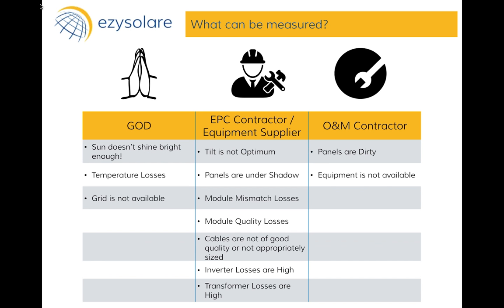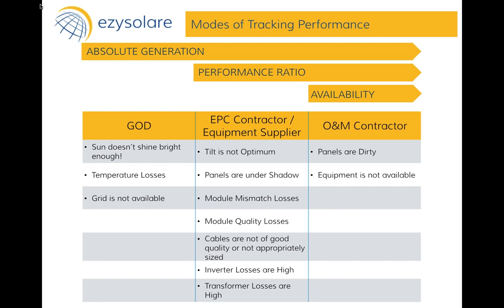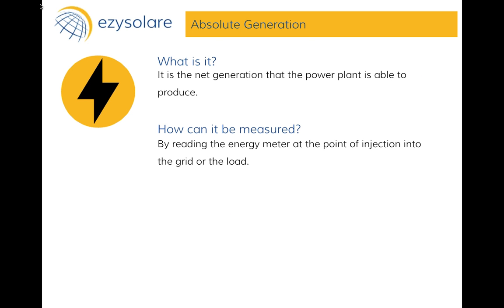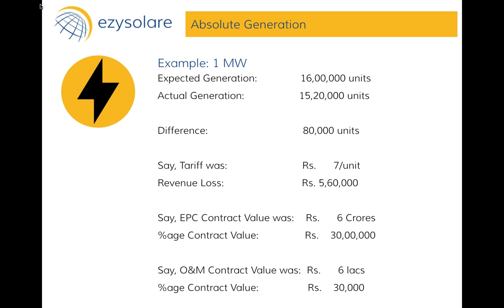So recategorizing these faults, we have got some things which can be blamed on God, some things which can be blamed on the EPC contractor, and a few others which can be blamed on the O&M contractor. The description that we just did. Now, depending upon whether you're blaming your plant performance on God, EPC contractor, or an O&M contractor, there are three different ways of tracking the performance of your power plant, which are absolute generation, performance ratio, and availability. We'll talk about these three different ways of tracking the performance of your power plant in just a bit.